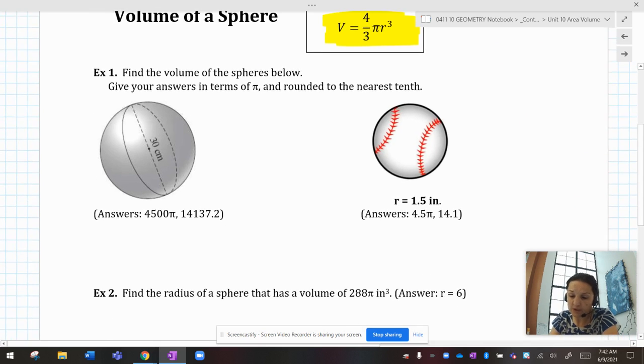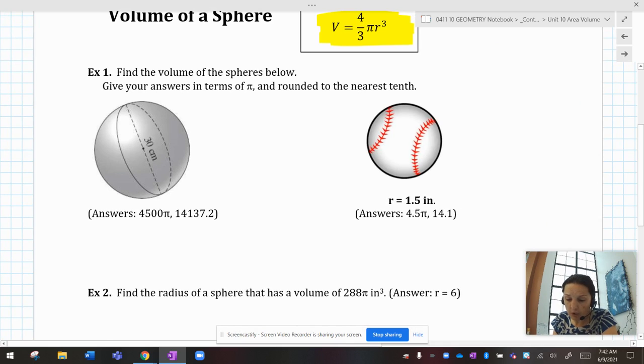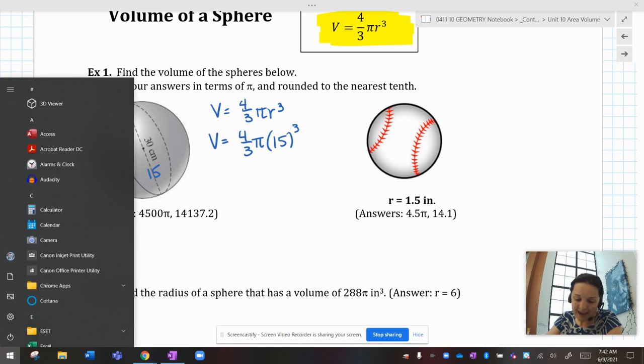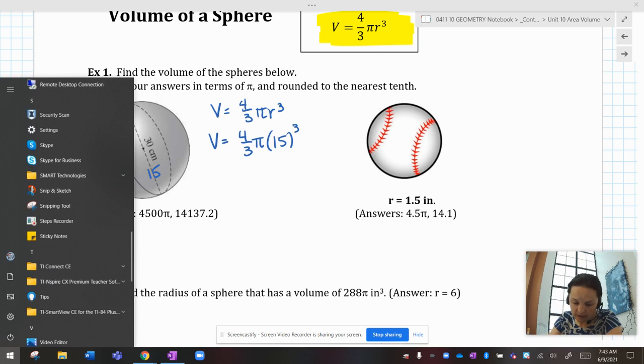All right, let's use it. Find the volume of the spheres below. All right, so this looks like, I don't know, a beach ball or a basketball or something. And it has a diameter of 30 centimeters. Well, the volume formula, being 4/3 pi r cubed, needs a radius. So my radius would be 15. So my volume would be 4/3 pi times 15 cubed. And then it says give your answers in terms of pi and rounded to the nearest tenth.